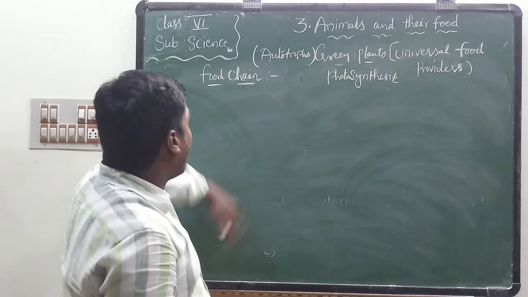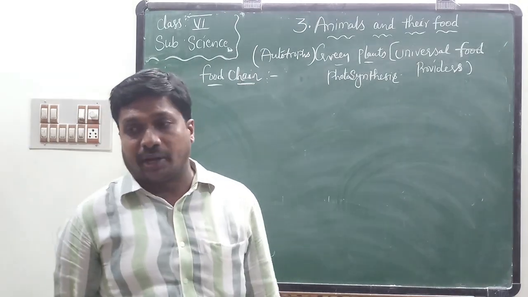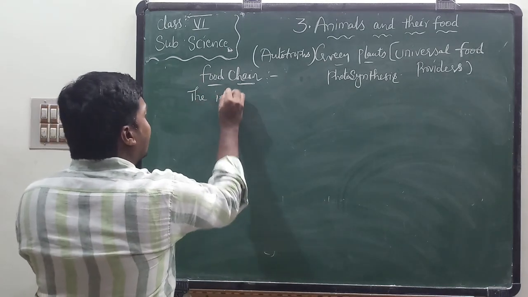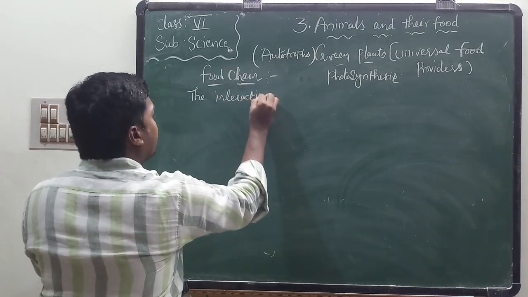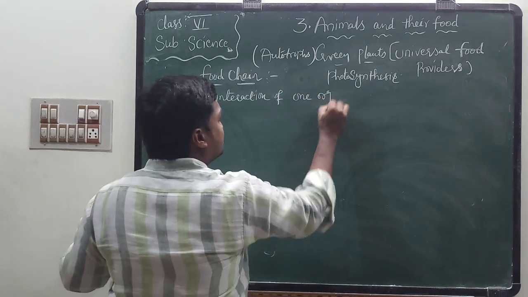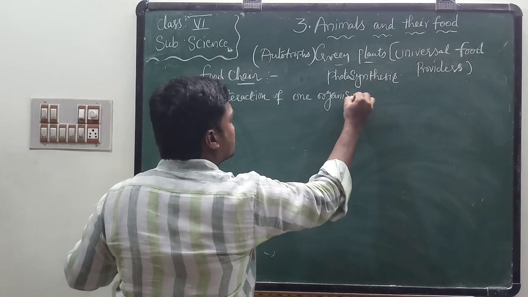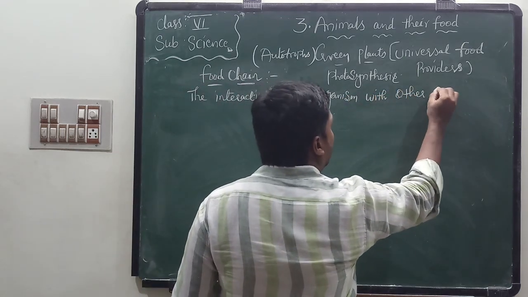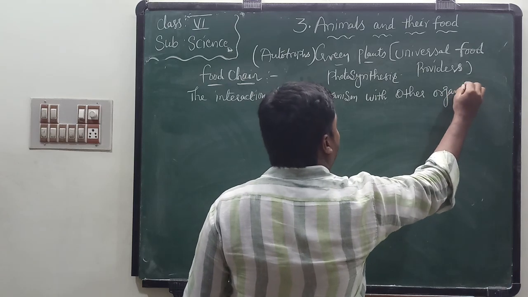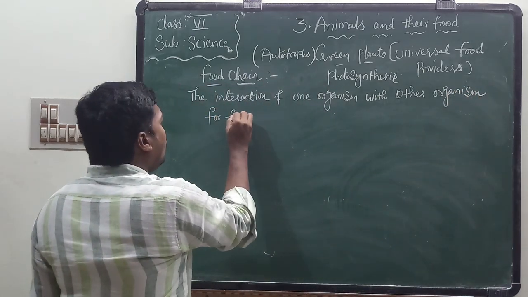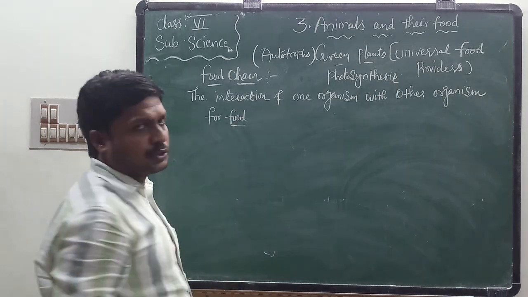Now, I will explain about food chain. What is meant by food chain? The interaction of one organism with another organism for food is known as food chain.